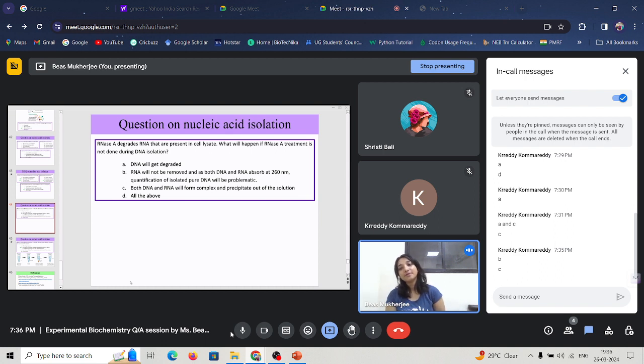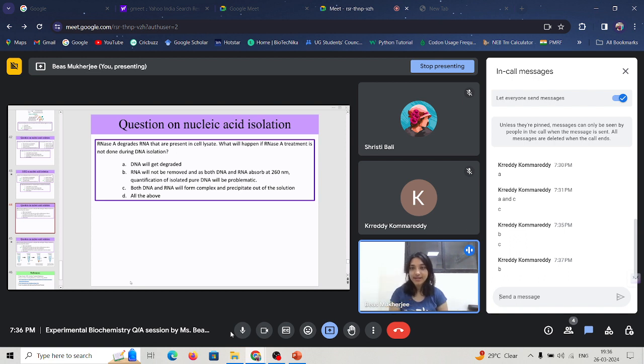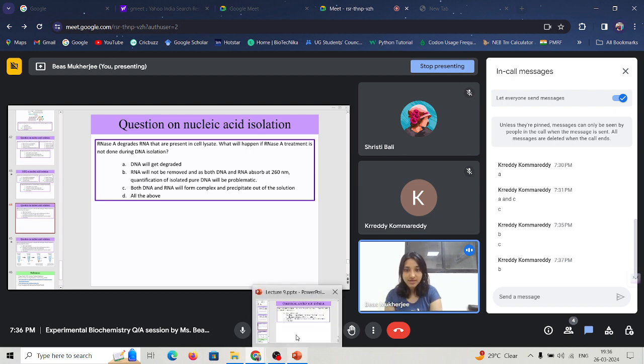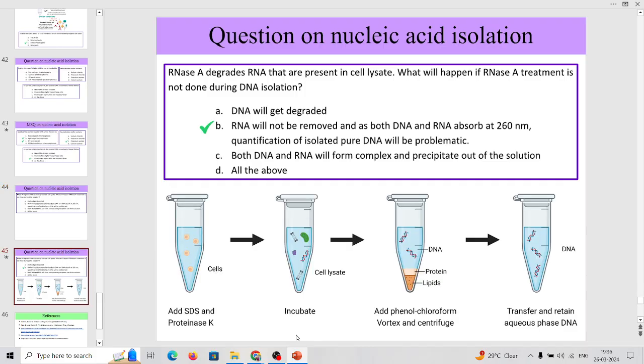So A, DNA will be degraded. That is not the case. RNAs will not be degrading DNA. B, RNA will not be removed, and as both DNA and RNA absorb at 260 nanometers, quantification of pure isolated DNA will be problematic. That is very true, because RNA is going to absorb more than DNA. C, both DNA and RNA will form a complex and precipitate out of solution. That is not going to be the case. D, all of the above is not going to happen. So yes, D would be the right answer. That is why it is very important to separate RNA and DNA.